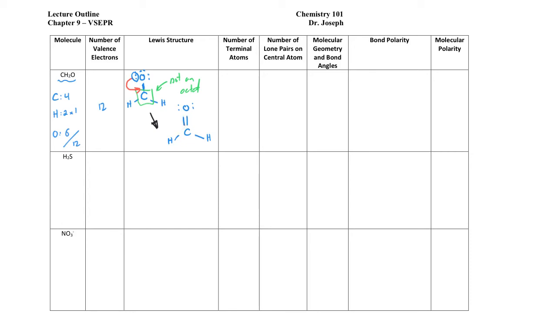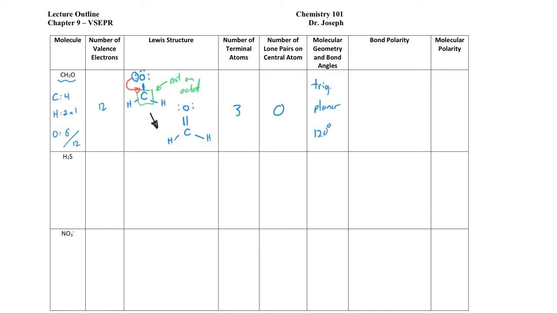Notice carbon has 2, 4, 6, 8. Oxygen also has 2, 4, 6, 8. And then the hydrogens have 2 each. So now that we have an accurate Lewis structure, we can complete the VSEPR theory table. How many terminal atoms do we have? 3. How many lone pairs do we have on the central atom? 0. So what geometry is this? If you go look it up, it's called trigonal planar. And the bond angles for trigonal planar are 120 degrees.